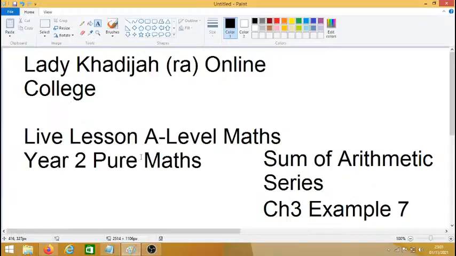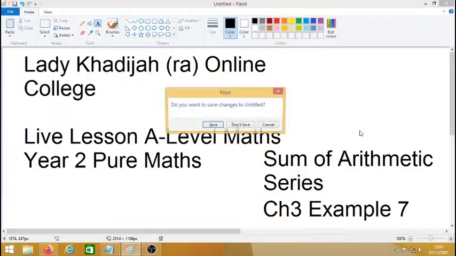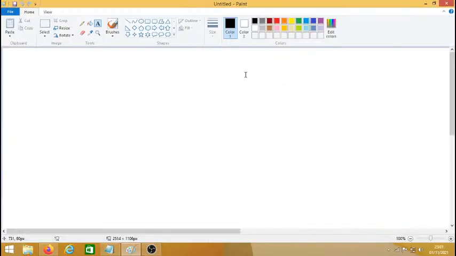Live lesson, A-level maths, year 2, pure maths. Today it's more work on sum of arithmetic series. If you're following through in the book, it's chapter 3, example 7. We're taking a series and we're asking how many terms will it take to reach a certain total.